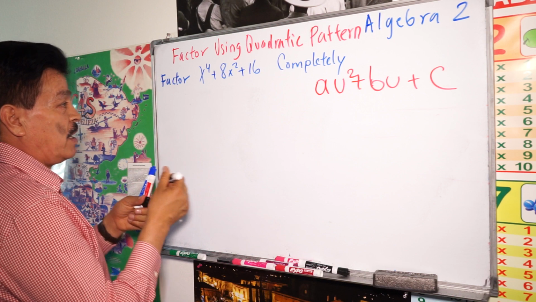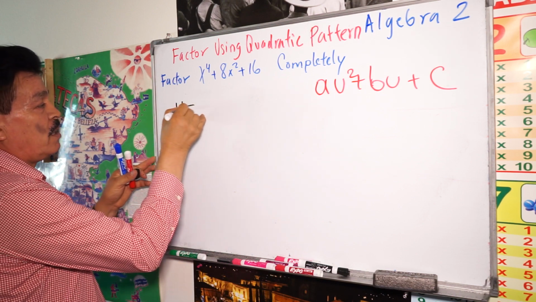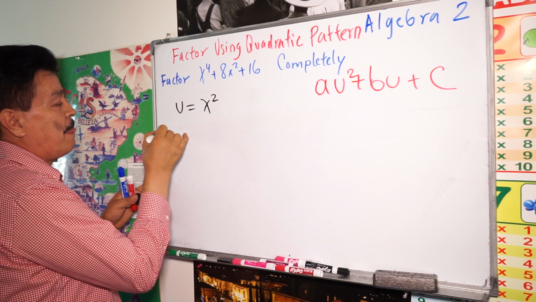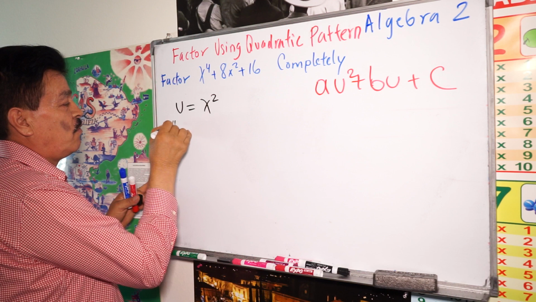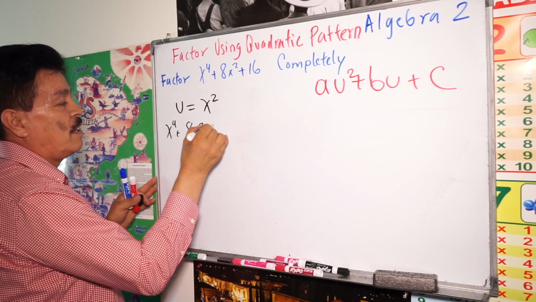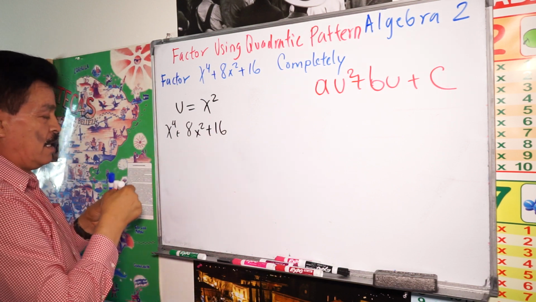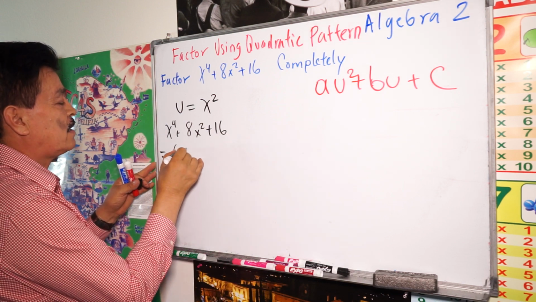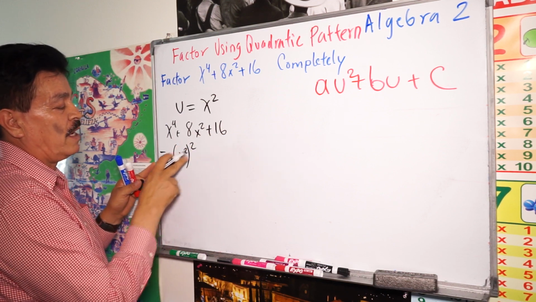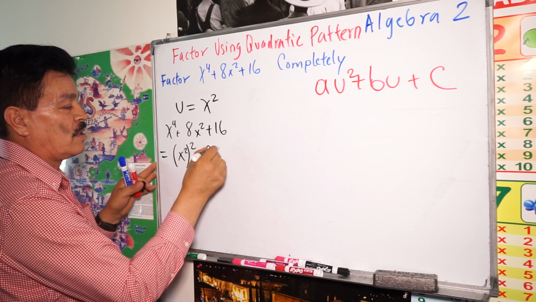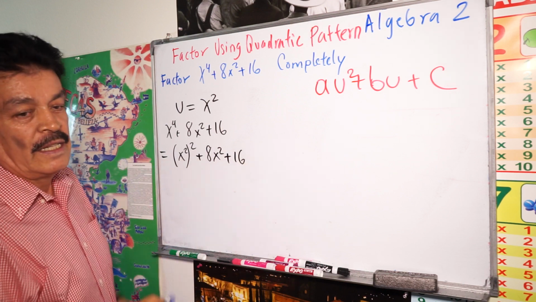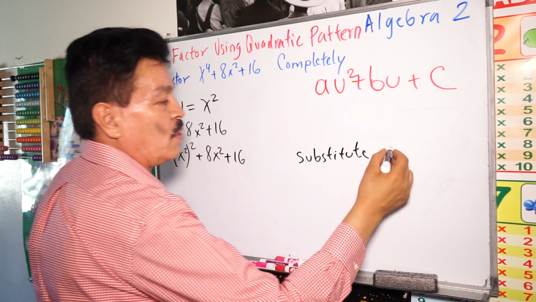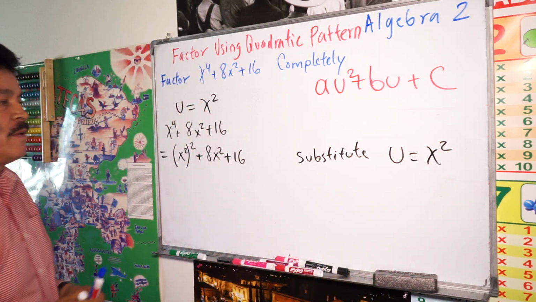Okay. Then we are going to have u equals x squared. Right, so next step, just write the polynomial like right here, x to the 4th power plus 8x to the 2nd power plus 16. Right, next step, this is going to equal x to the 2nd power times x to the 2nd power plus 8 x to the 2nd power plus 16, right? This is by substituting u equals x to the 2nd power.